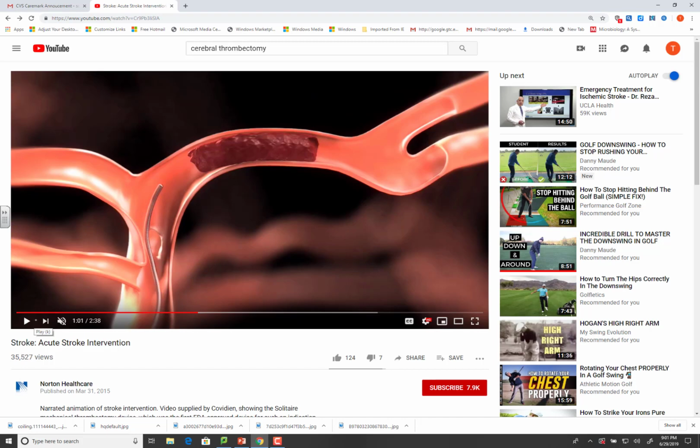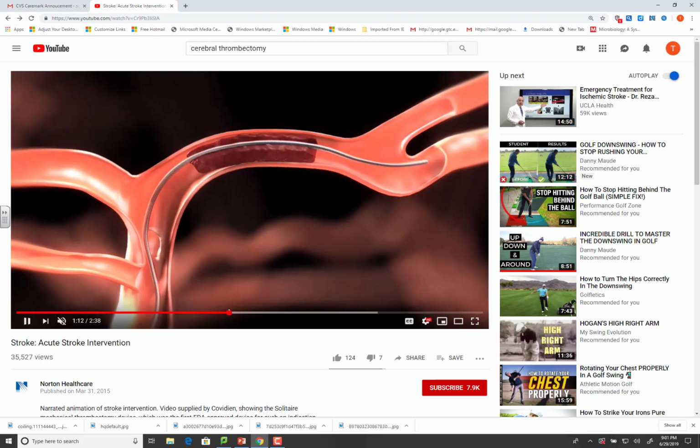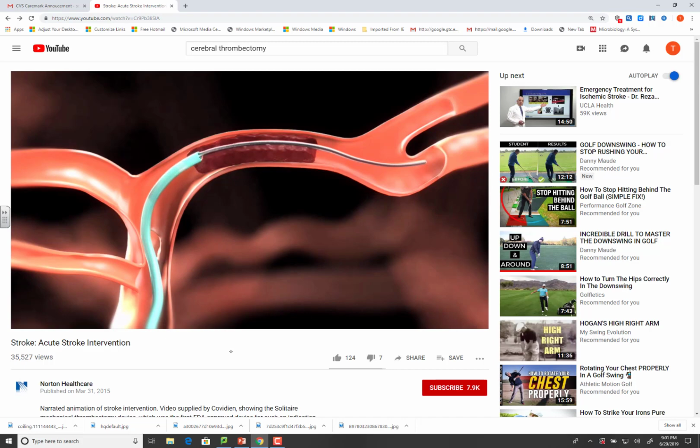Now watch. Here, I'll move it ahead. Okay. They put the wire through the clot, and then watch. Then they put a plastic catheter over it. This is actually really cool. Now they've got the plastic catheter in there, and then they weave this web here, and then watch what happens.